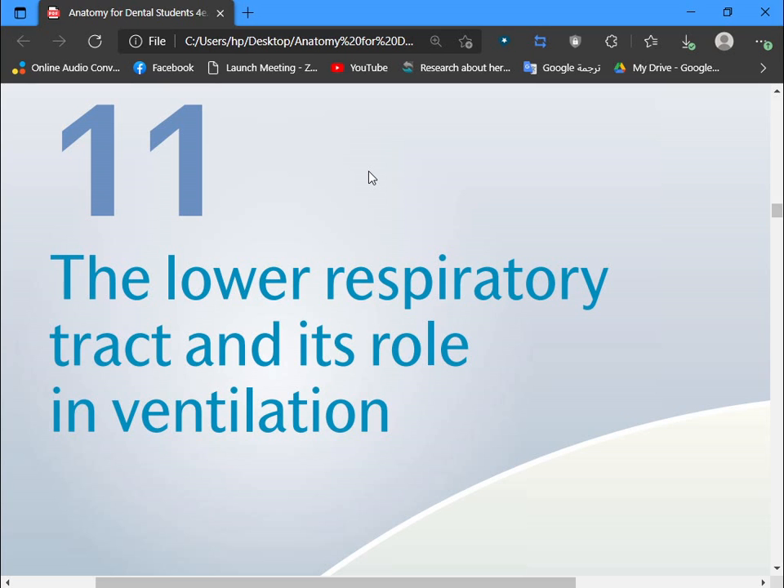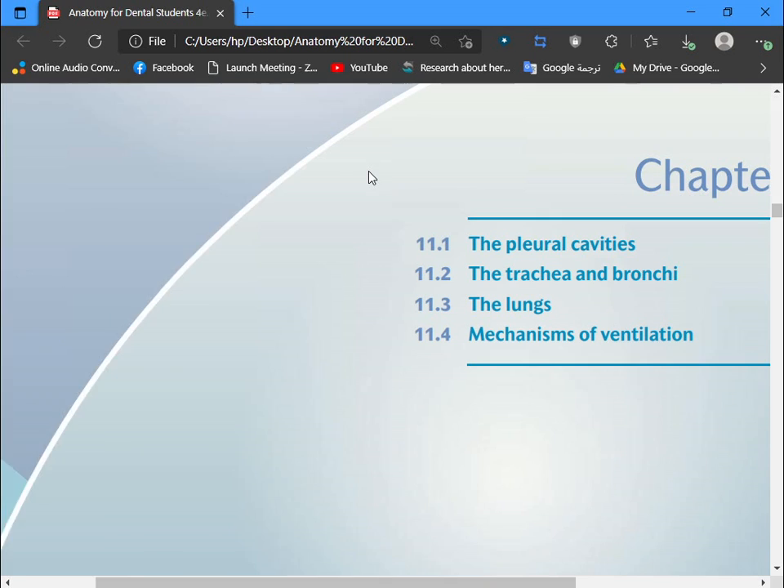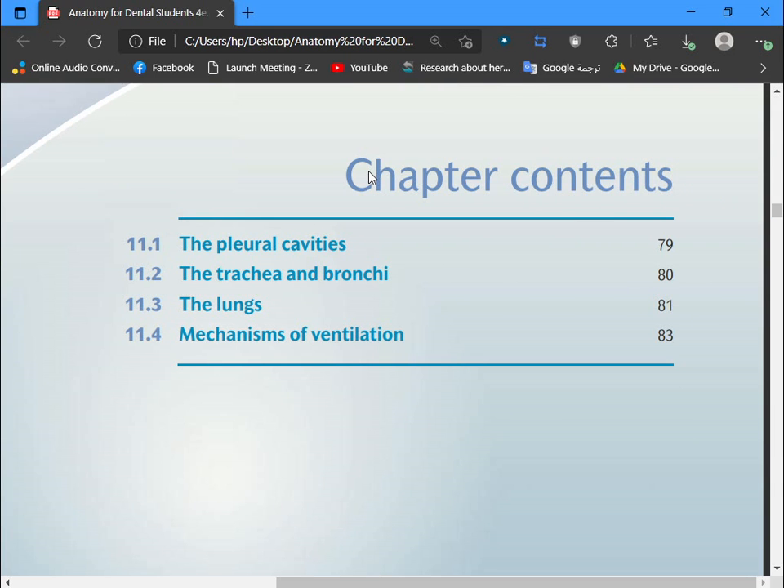The words are trachea and its role in ventilation. This chapter contains the pleural cavity, the trachea and bronchi, the lungs, and the mechanism of ventilation.